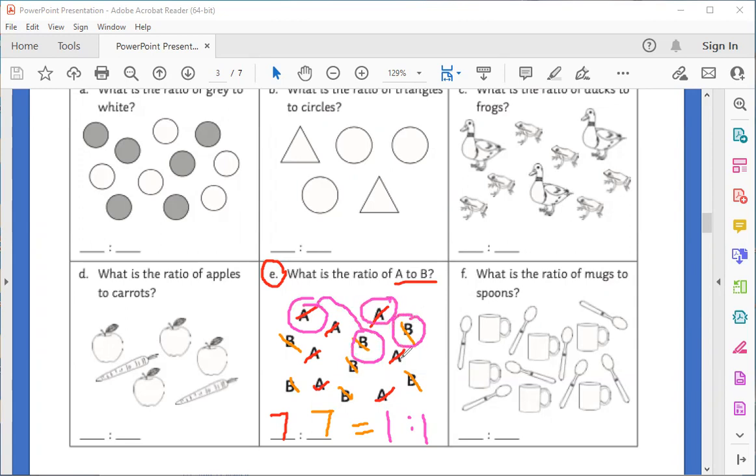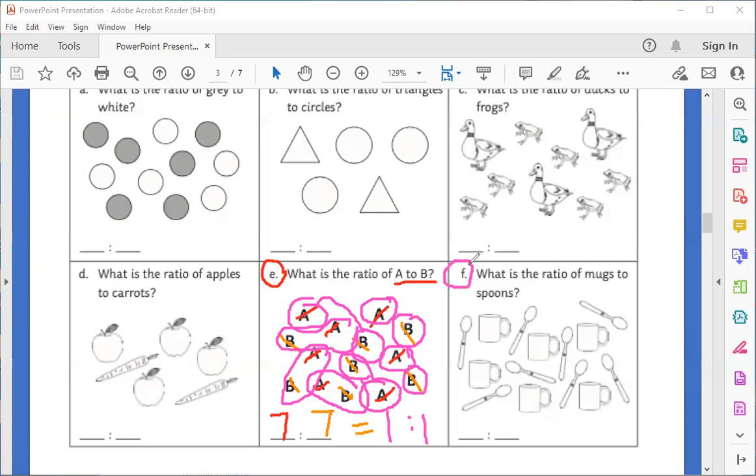For every A, there is a B. And for every A, there is a B. You see that? It's an exact match.